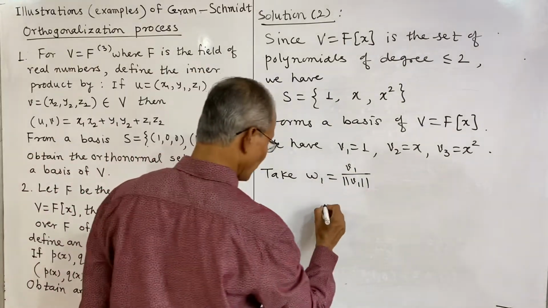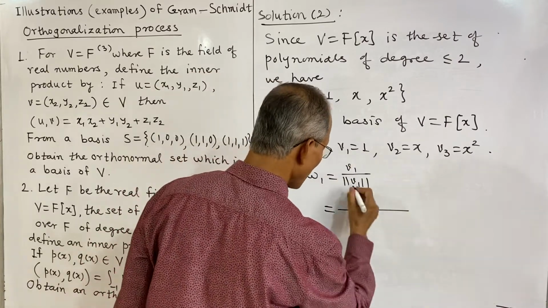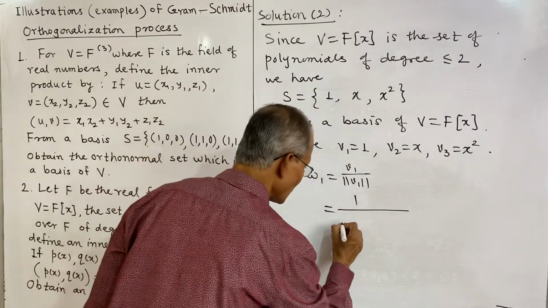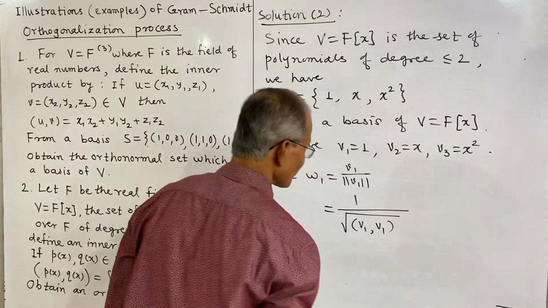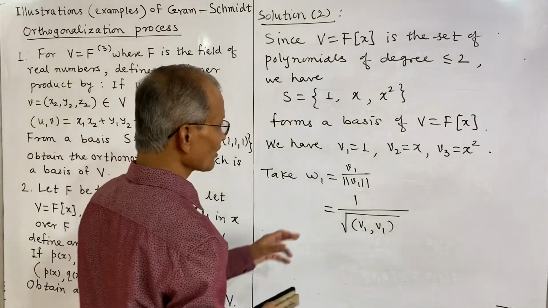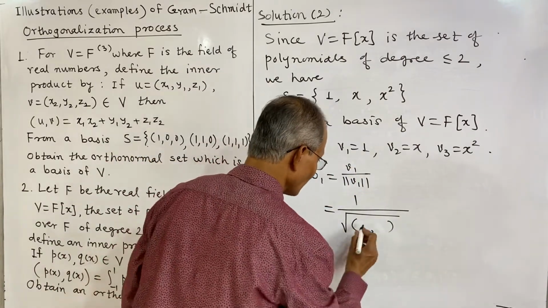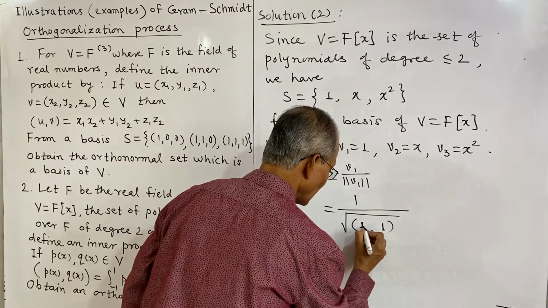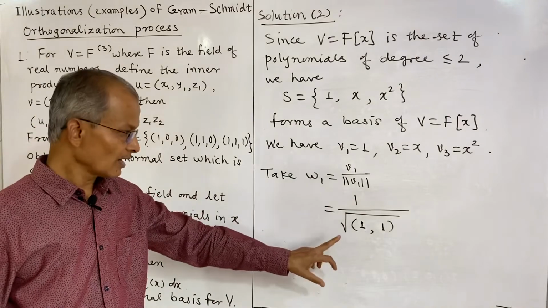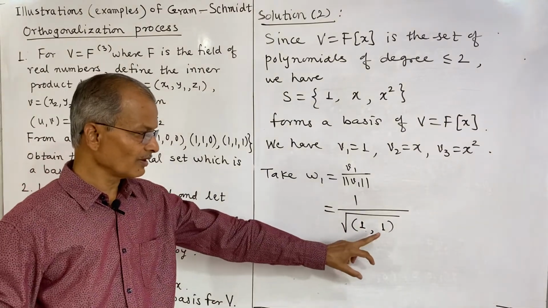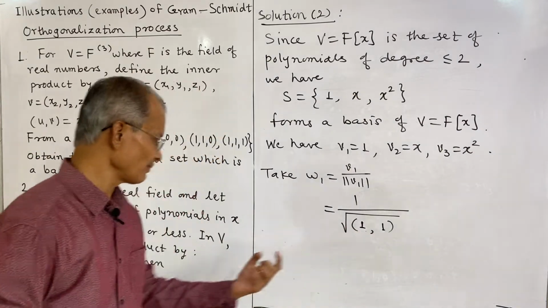And therefore what is V1? V1 is 1, and divided by what is norm V1? Norm V1 is under root of inner product of V1 with V1. V1 is 1, so therefore inner product of 1 with 1. By definition, norm V1 is under root of inner product of V1 with V1, and here we have to use the definition.